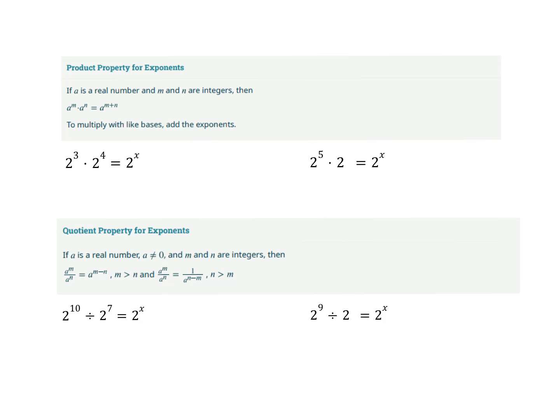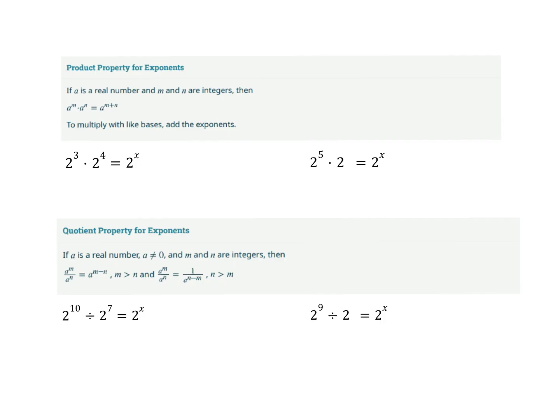For our warm-up today, we're going to circle back and review our product property for exponents and our quotient property for exponents. Now, the product property for exponents tells us that if we have the same base, that's a real number, so in this case, we have a to the m power times a to the n power, and as long as our exponents are integers, then we can take those exponents and add them together. So if we have like bases being multiplied, we can add those exponents together.